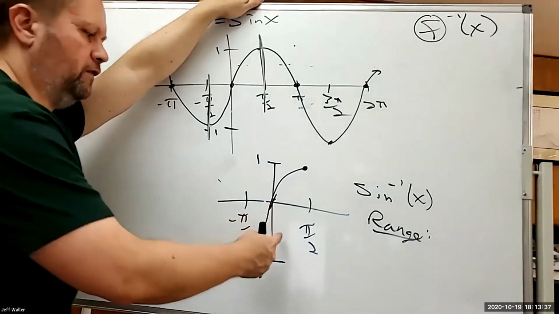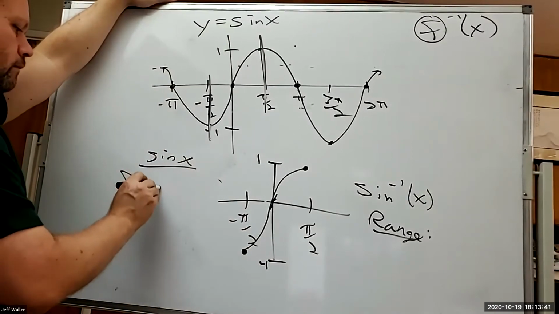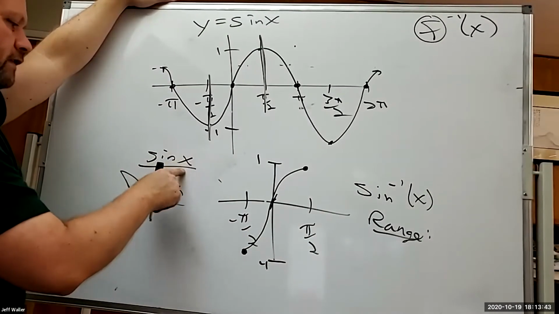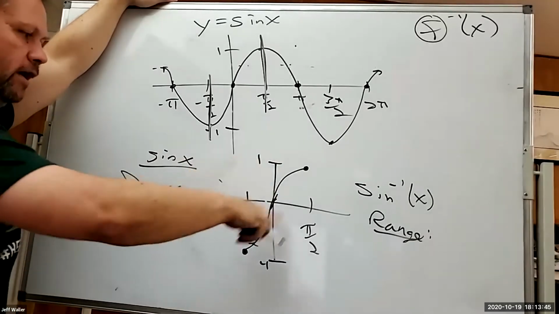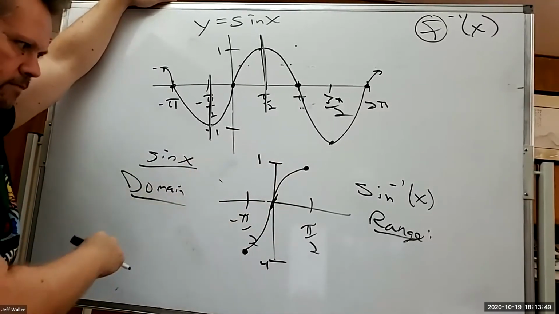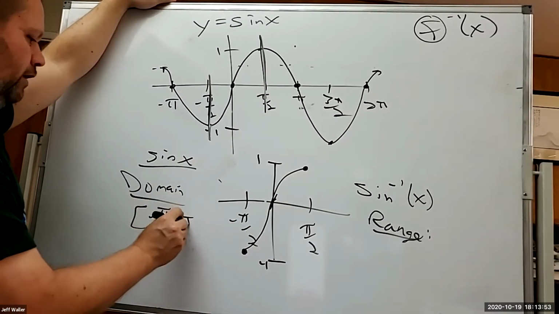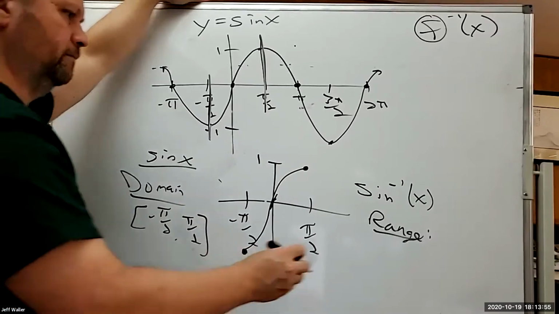What's the domain of sine? What's the domain of the sine, the domain that we had to cut it to make it work? Negative pi over 2 to pi over 2. So what's the range of inverse sine?